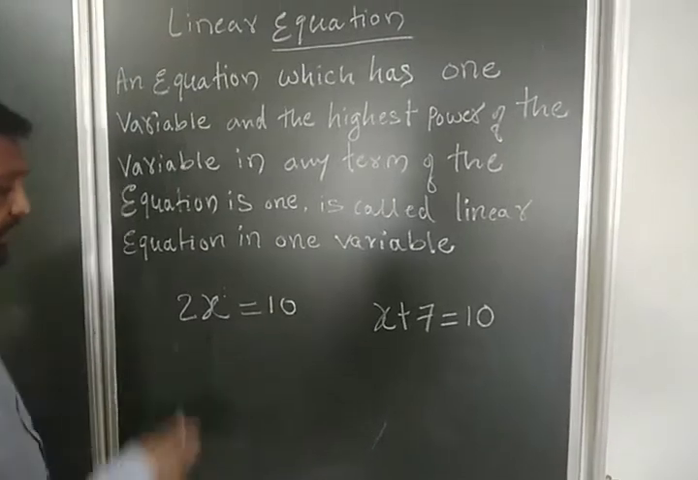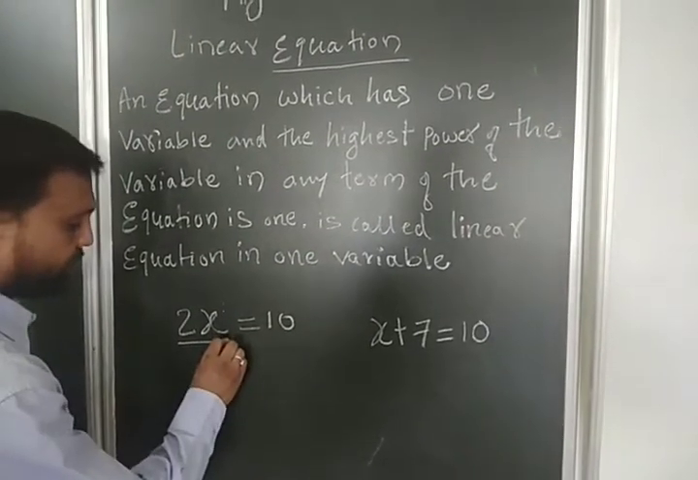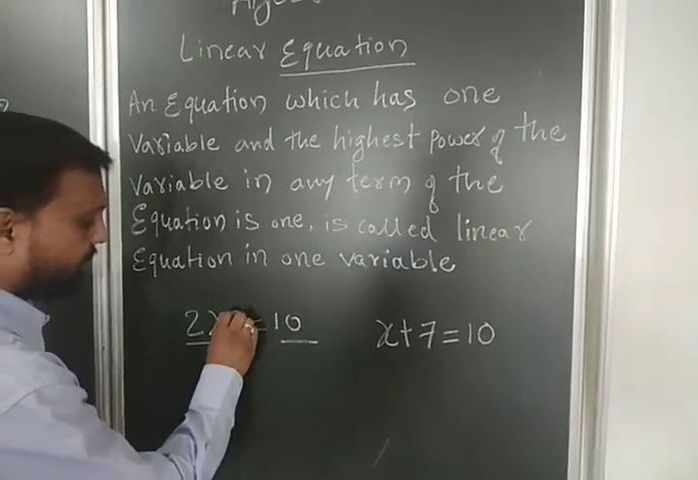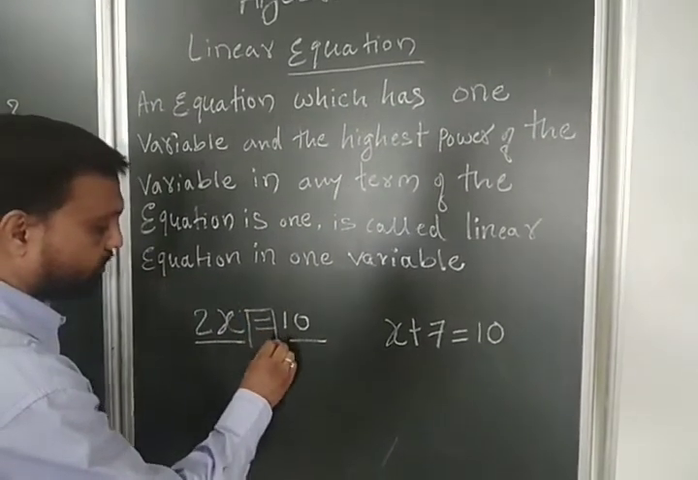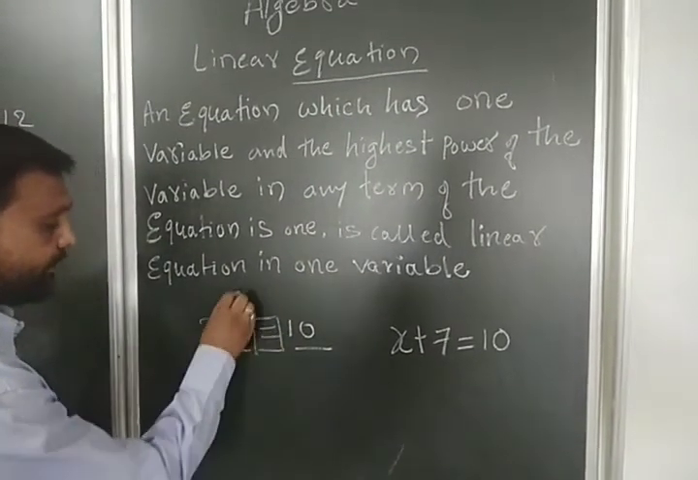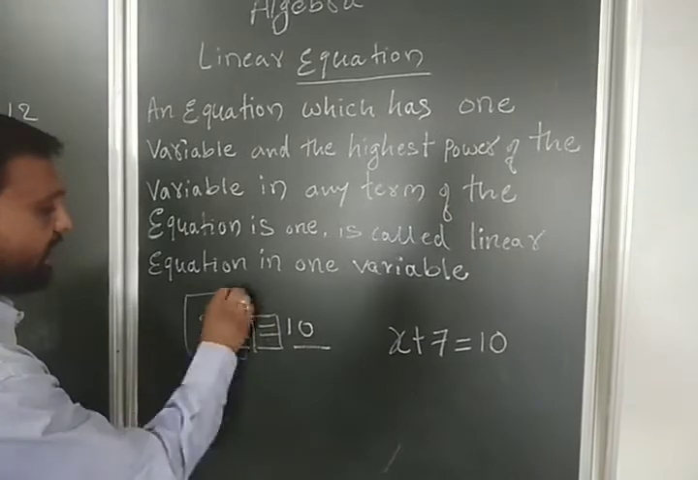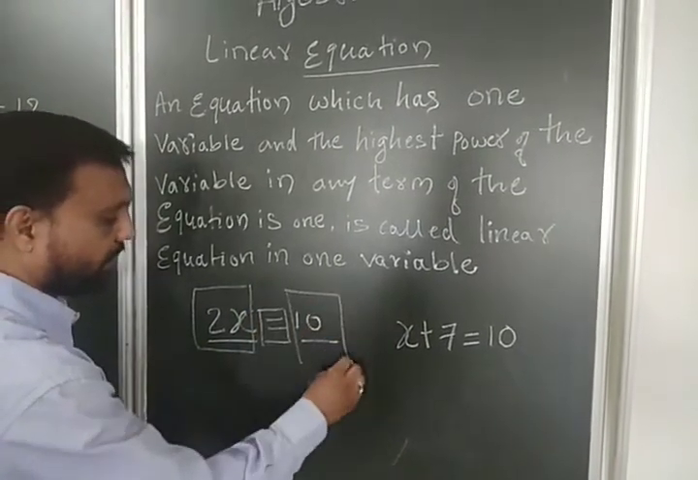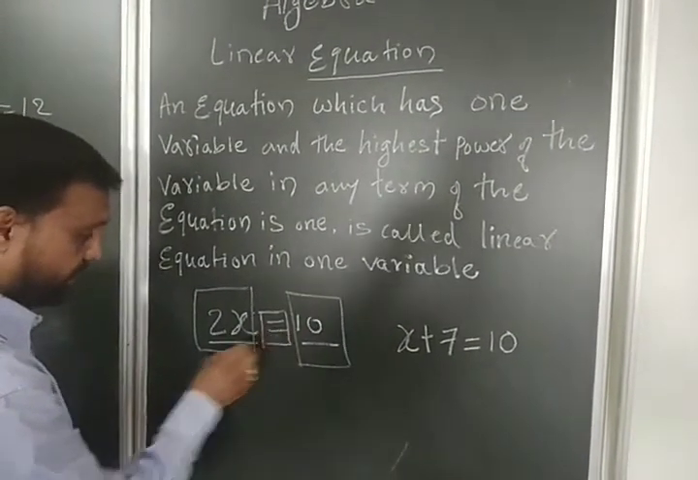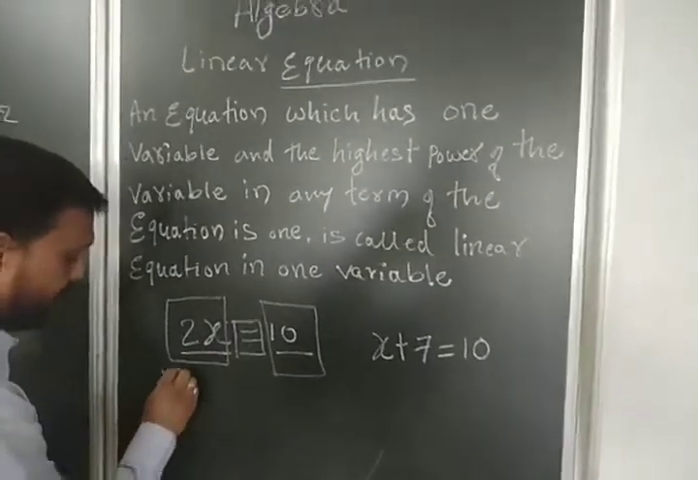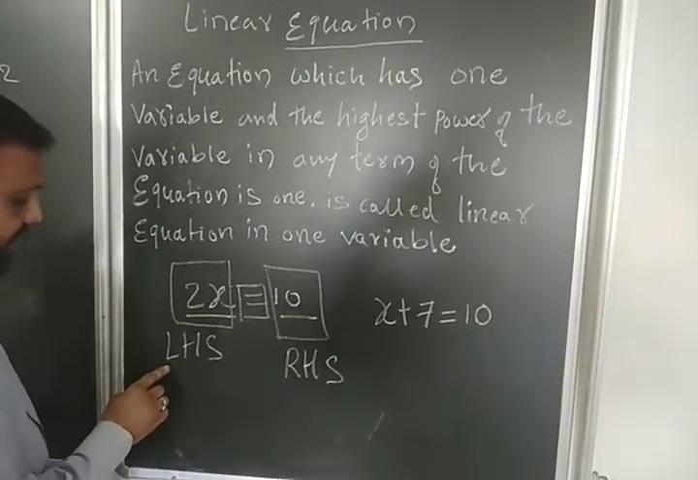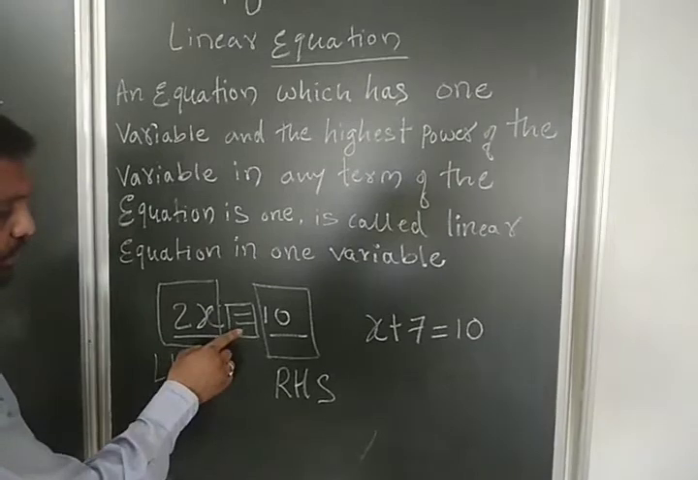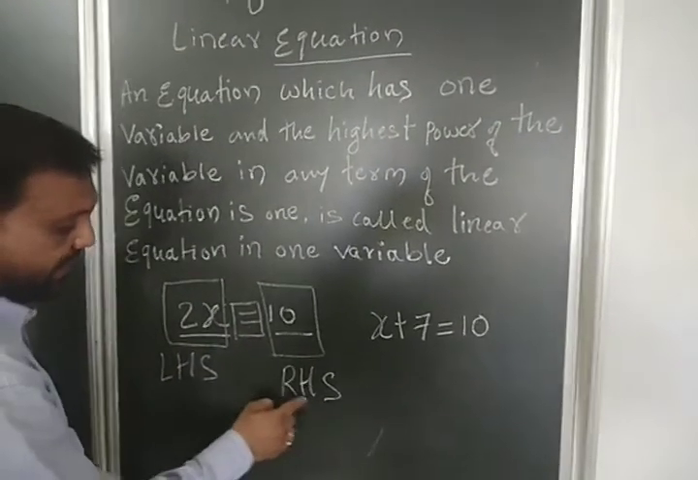Now in equation we are seeing two parts. This is 1 and this is 2. In between we written here is equal to sign. It means that this part and this part both are equal. That's why we written here is equal to sign. So this part is called LHS. What is LHS? Left hand side is equal to RHS, right hand side.